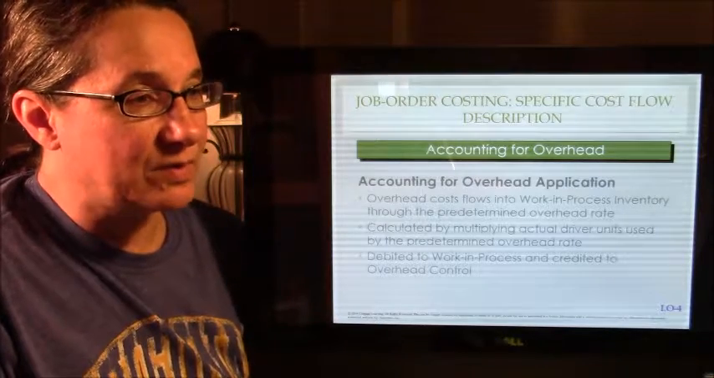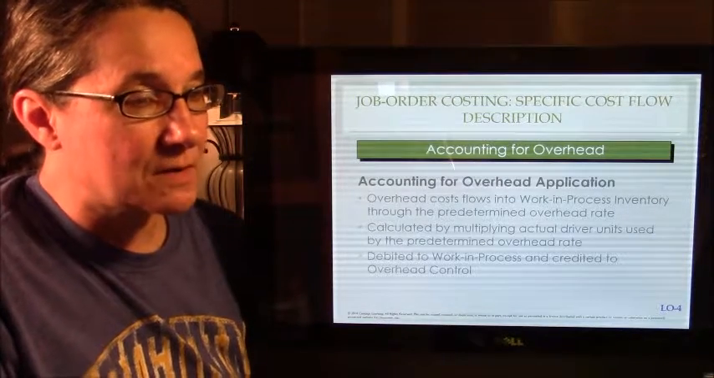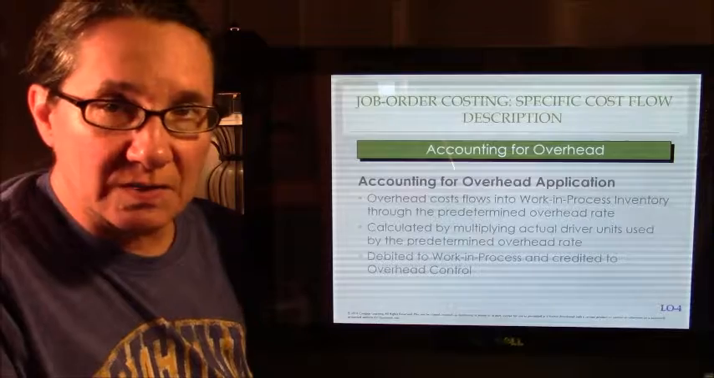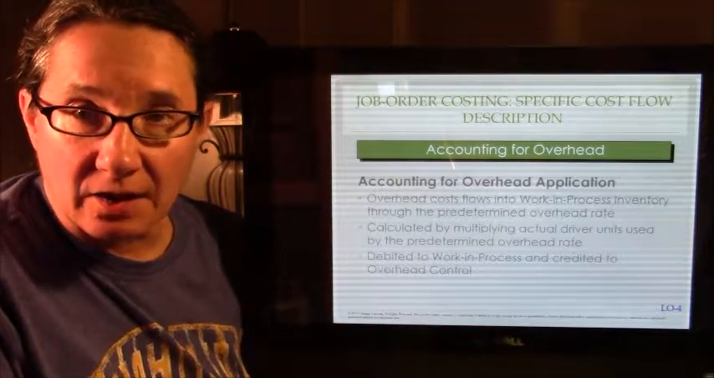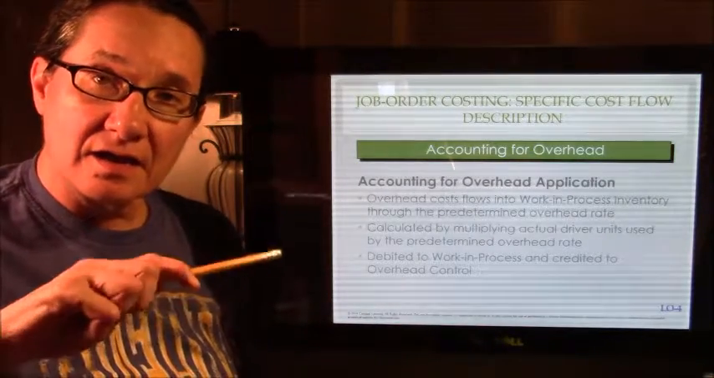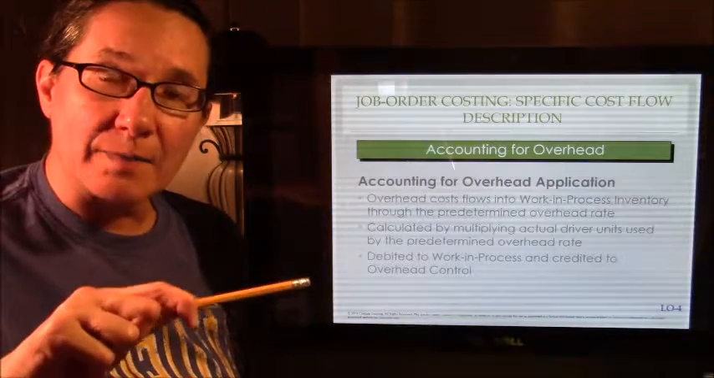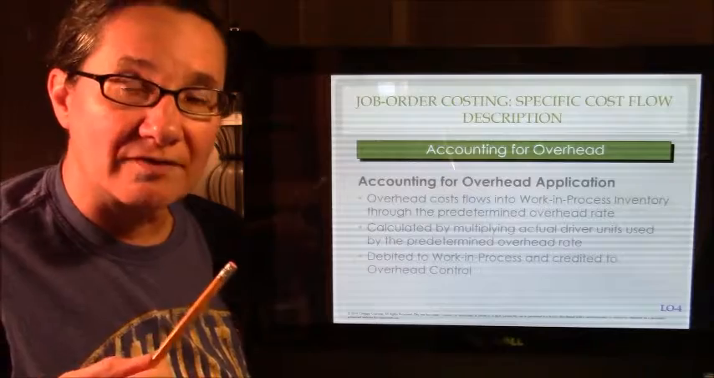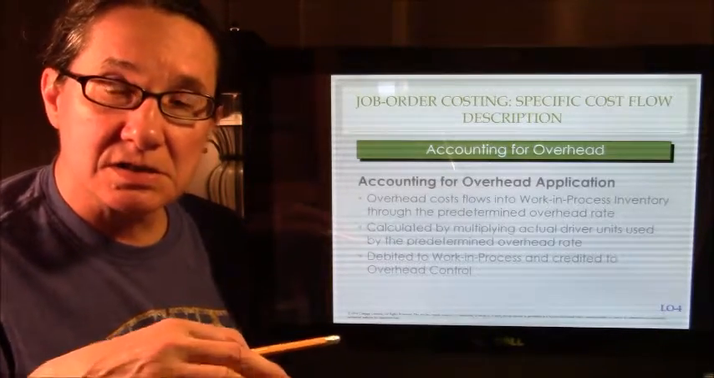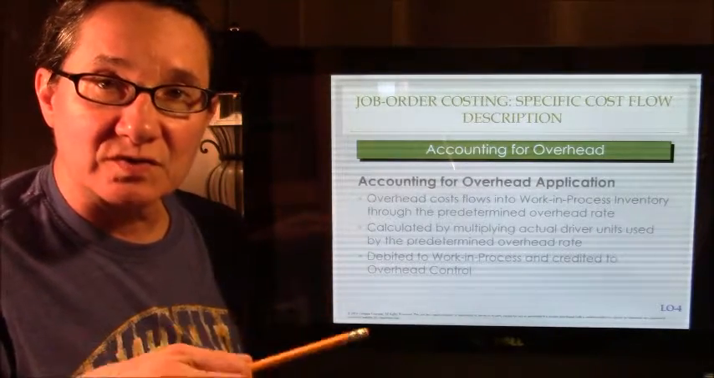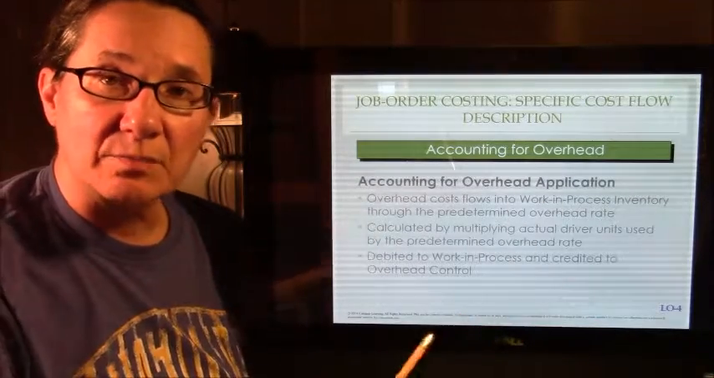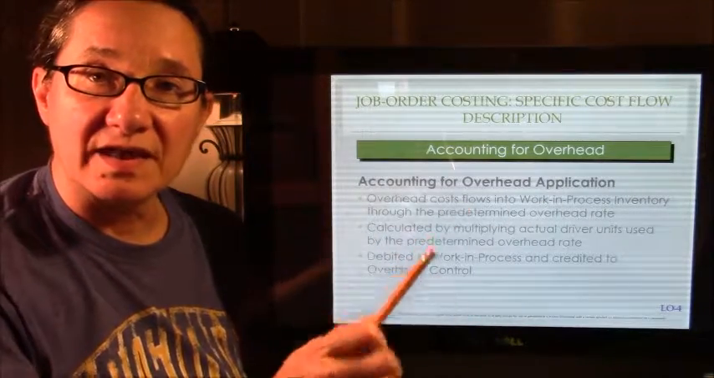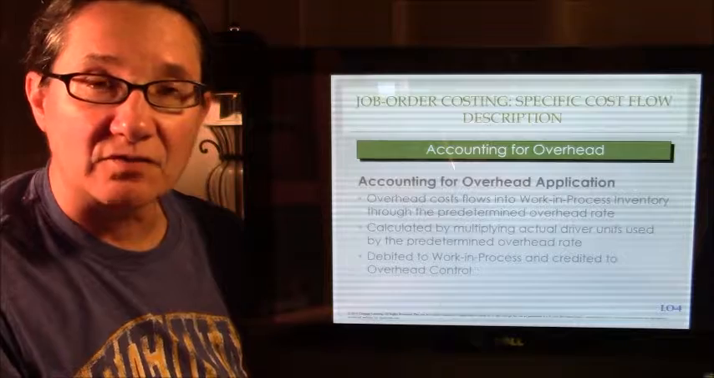All right, but what do we do with accounting for overhead? Well, overhead we're going to accumulate in an overhead account, and then when we know how many labor hours or machine hours or whatever our driver is, at the end, when we know how many of those we've used for that job, then we'll apply the overhead and we'll stick that in work in process and take it out of the overhead control.